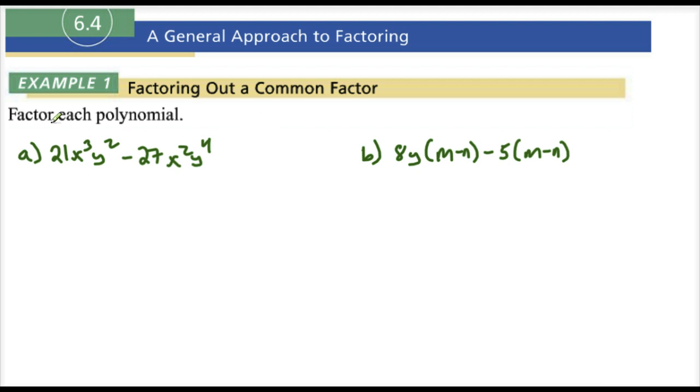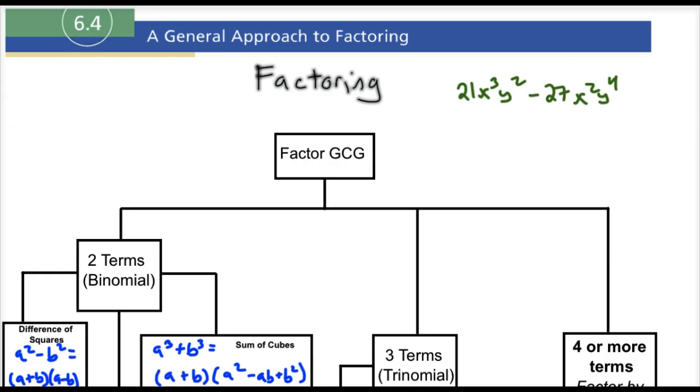We have 21x cubed y squared minus 27x squared y to the power 4. Let's take this problem and look at our chart. The first thing we always want to do is factor the greatest common factor. So let's look at 21 and 27. They each have a 3, so we're going to take out a 3.